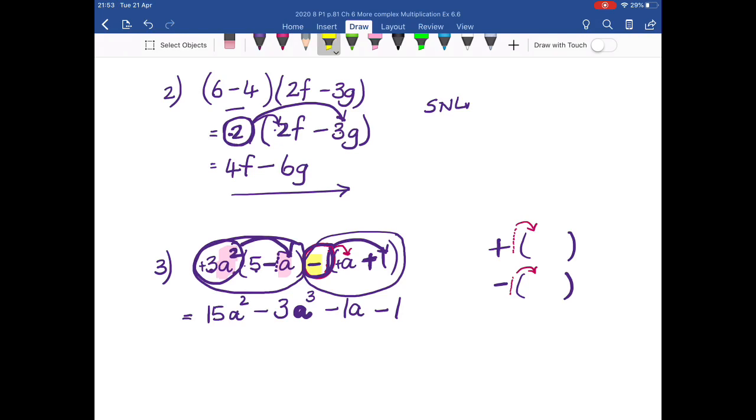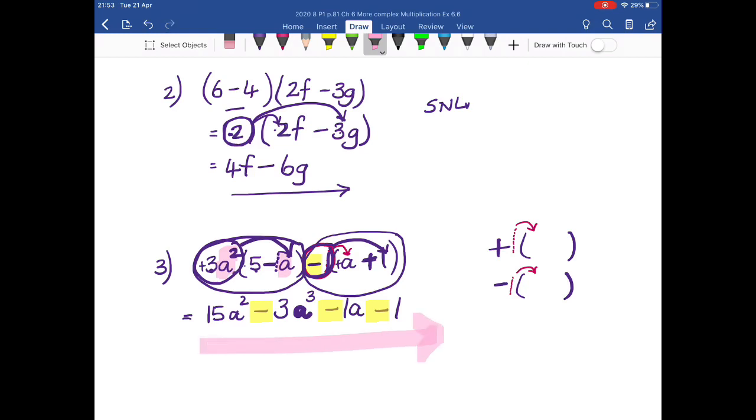Right, now I inspect my expression. I've got 4 terms. None of them are like terms because this is a squared, that is a cubed, and that is just a. So in actual fact, that is my answer.